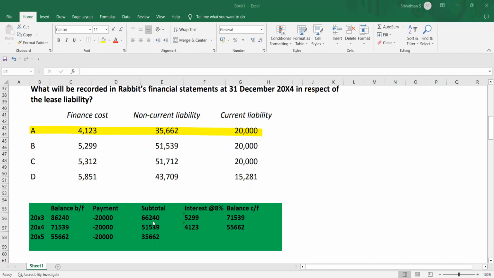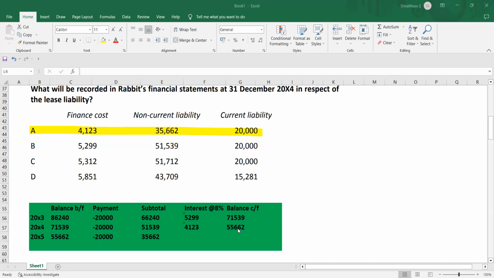And add these two. Add the subtotal number and the interest number. You get the balance carried forward, and the closing balance of 2013 becomes the opening balance of 2014. So just bring forward this number and do the same process. Deduct the payment made on 1st January 2014, and you get the subtotal. Apply 8% interest to this number. You get 4123, and add these two.